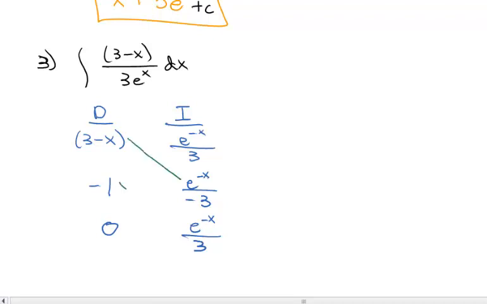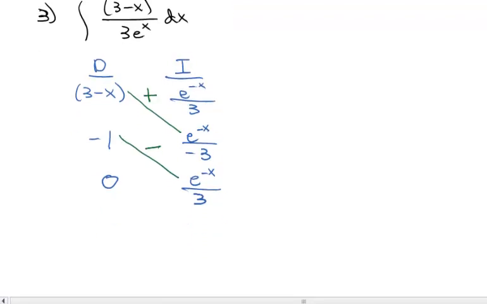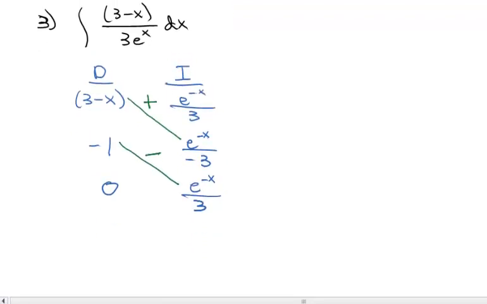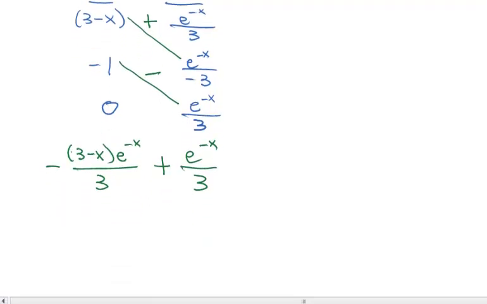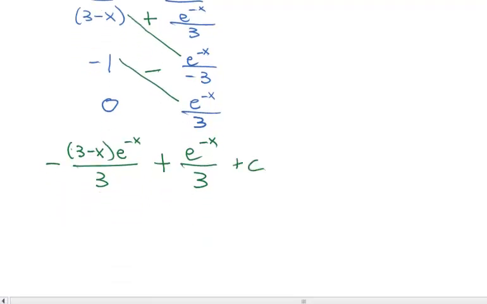And we set up our diagonals, starting with plus, alternating signs, and we end up with (3 - x) e^(-x) over a negative 3, so that's a negative term, minus, we have a negative 1, that makes it positive, e^(-x) over 3, plus C.